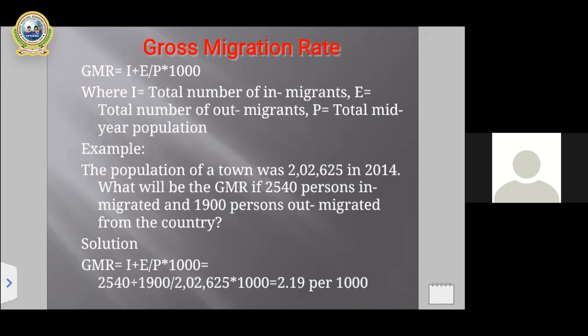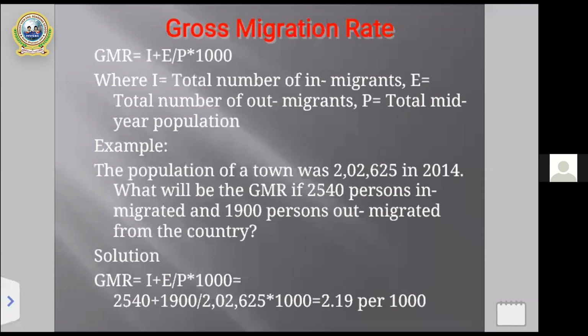Once again, can you tell me the formula to calculate IMR, that means in-migration rate? I divided by P into 1,000. What is the meaning of I and what is the meaning of P? Total number of immigrants divided by total media population into 1,000. Okay, very good. Thank you so much, Mr. Bhaskar.